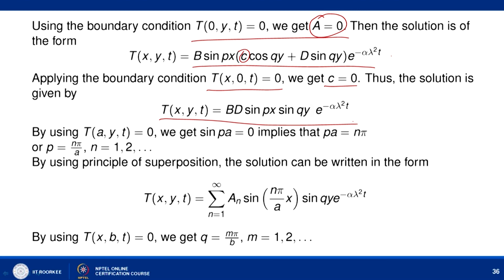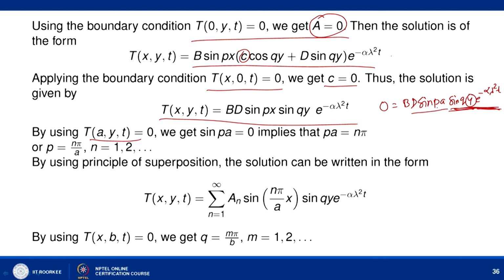Now, let us find the condition corresponding to x equal to a. When you put the x equal to a condition, what you will get? You will get 0 equal to b d sin pa sin qy e to power minus alpha lambda square t. Now, if we take this as ideally 0 for all y, we will only get the trivial solution. Similarly, if we take this as equal to zero, this cannot be non-zero. So, this part cannot be non-zero.